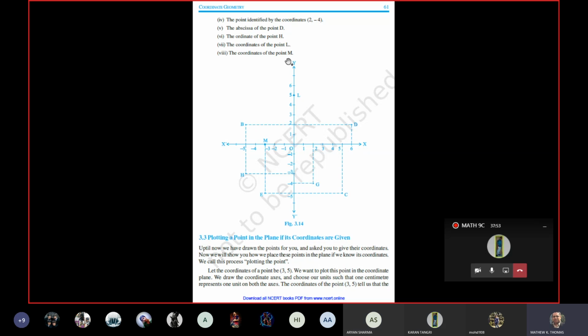Then we come to the last part, the coordinates of the point M. M is here: minus 3 comma 0, because here the x coordinate is given as minus 3 and there is no value of y. So M will be minus 3 comma 0.